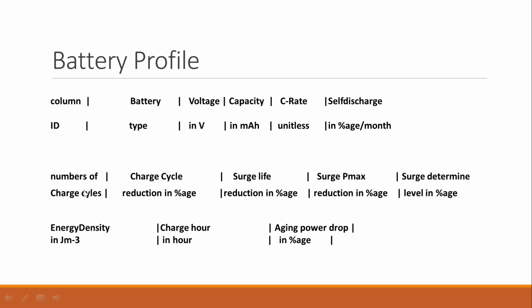Number of charge cycles and associated reduction in age. When you have surge, what is the maximum surge, and what is your loss as a result of your surge? Loss in terms of the battery life and in terms of the maximum power. Energy density, the charge hour. The charge hour here is what determines how quickly your battery gets charged in a standard charging mode. And then aging, just a standard aging process for your battery itself.